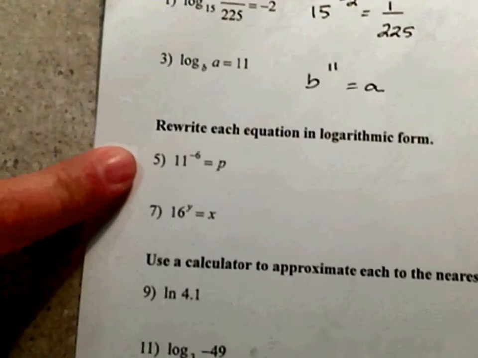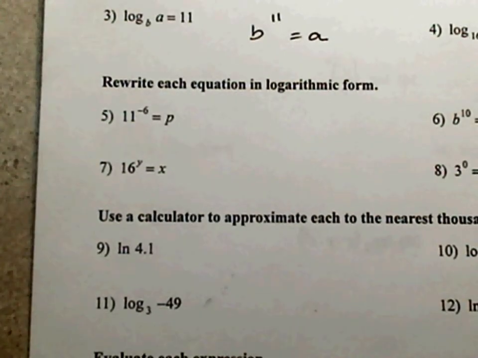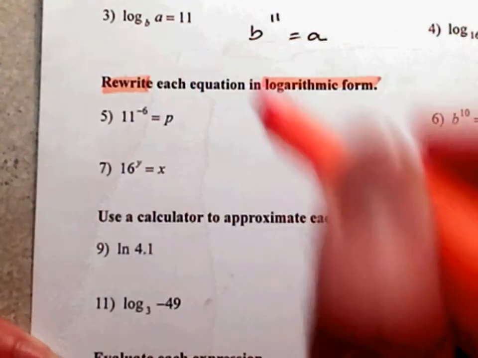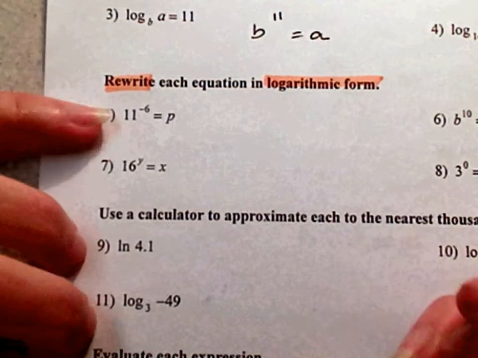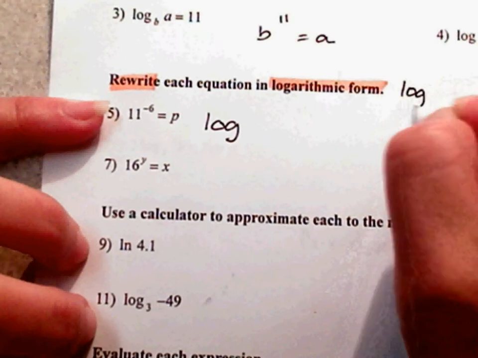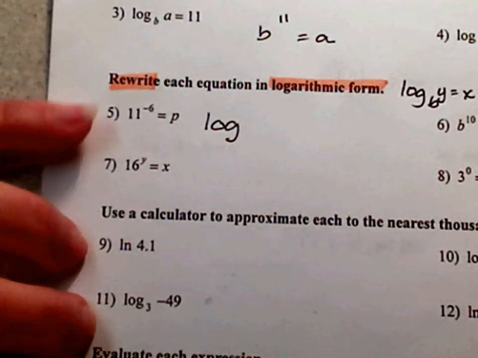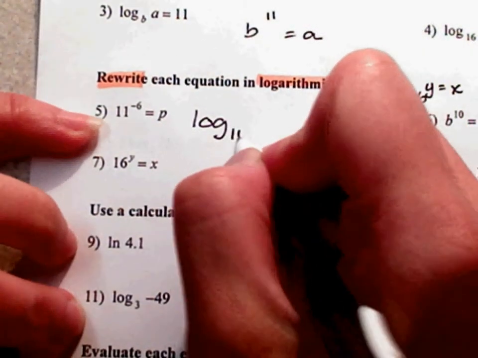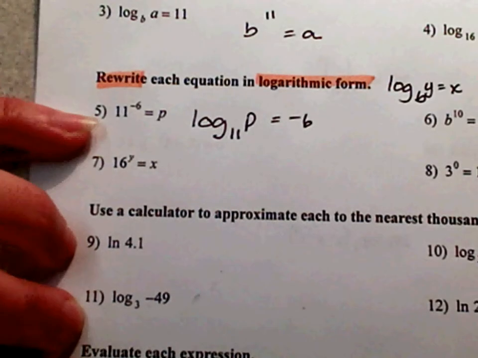Number 5 and 7. This time you are going to rewrite it in logarithmic form. That means you will contain logs. Okay? Just rewriting it, kind of like writing penmanship. All right, so you're going to have your log. It's always in this form, log base b, y equals x. That form right there. So your base is 11, of p is equal to negative 6.